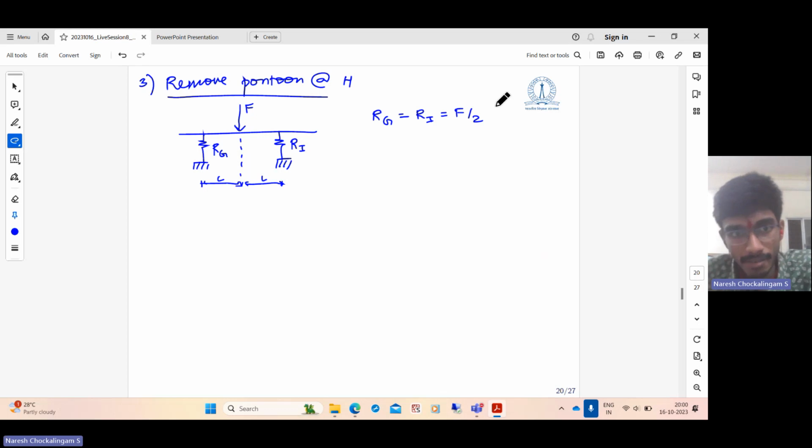What is the bending moment diagram of this beam? So the overhangs play no role because there are no forces, there is no loading in the span. So the bending moment diagram of this beam will be something like this.